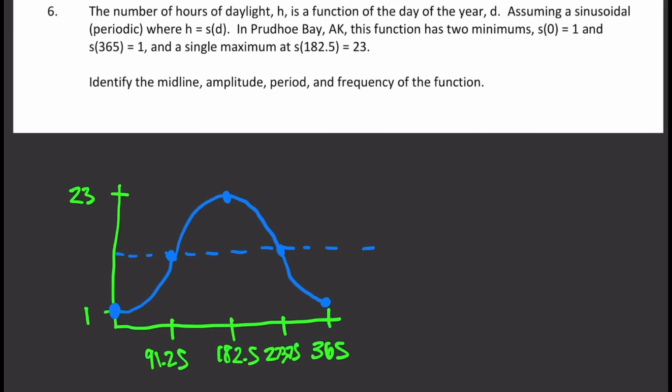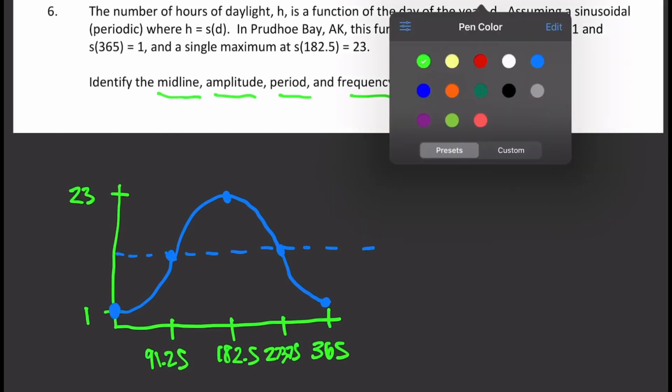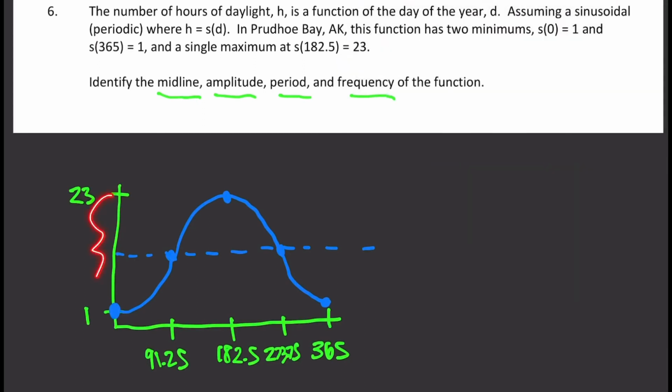The directions just say to identify the midline, amplitude, period, and frequency. To get my midline, what I like to do again is just take the average of those two numbers: 1 plus 23 divided by 2. So obviously my midline is going to be 12. Maybe you want to write that down first. Midline, again, just be careful here.